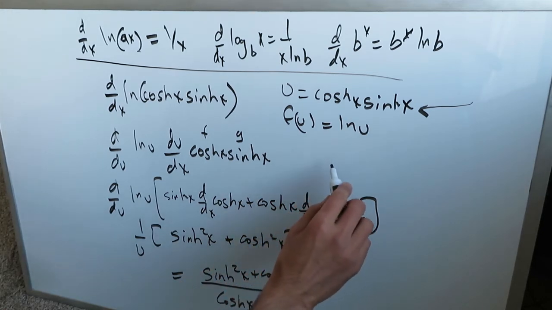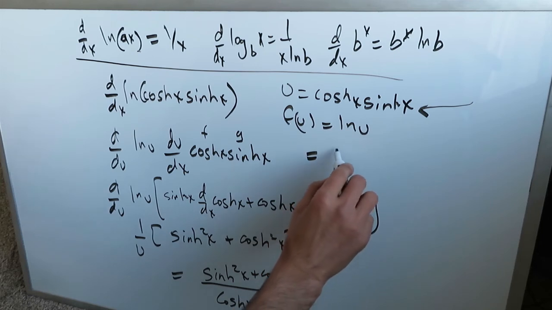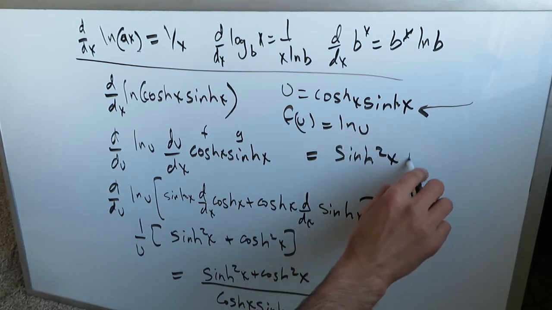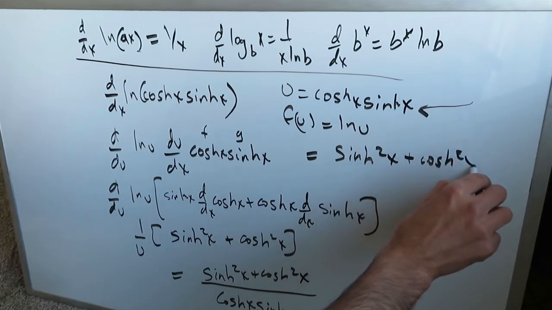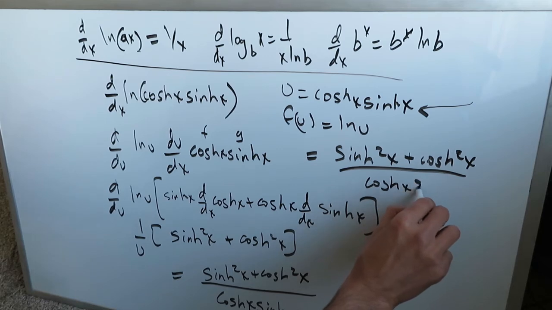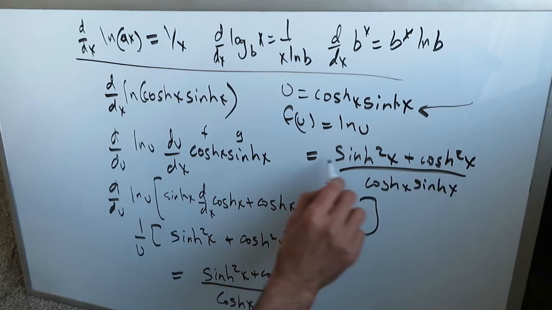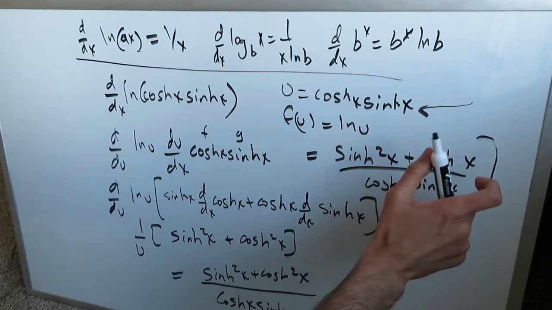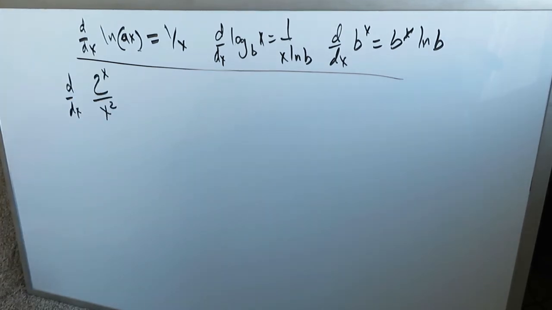Let's write over here in a more clear format our final answer, so you are able to see it. Hyperbolic sine squared x plus hyperbolic cosine squared x divided by our substituted u, which is just hyperbolic cosine times hyperbolic sine, and this right here is your final answer. Final answer.